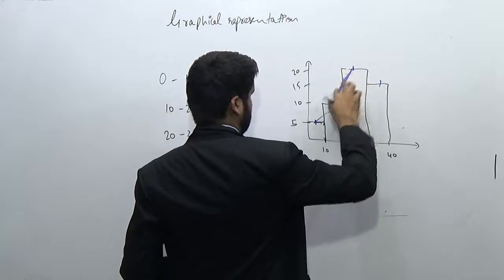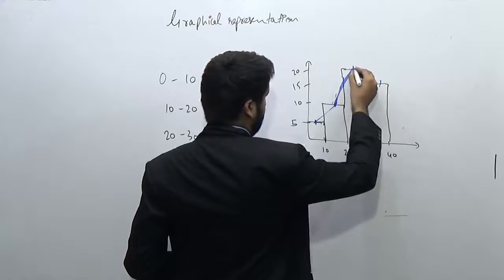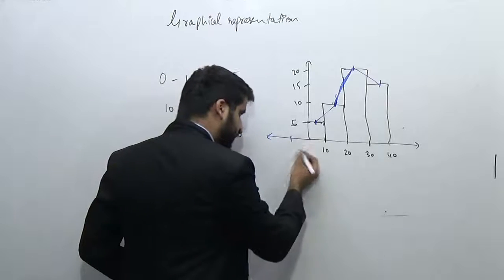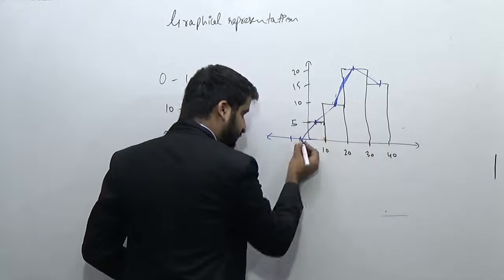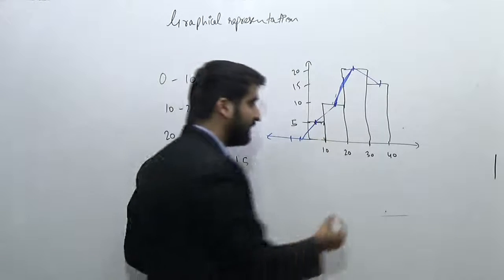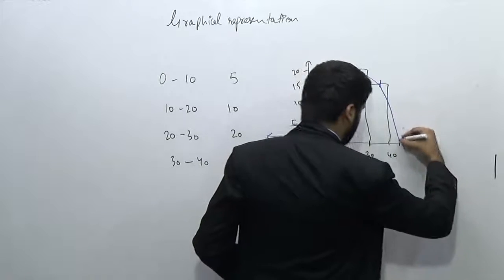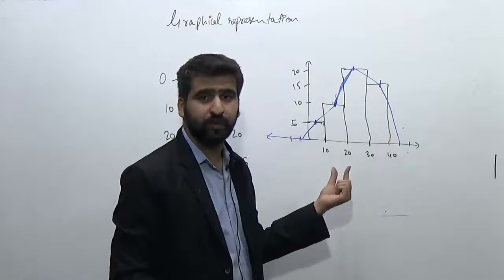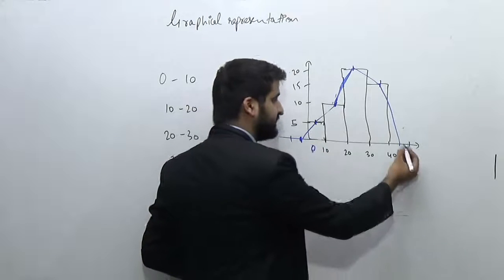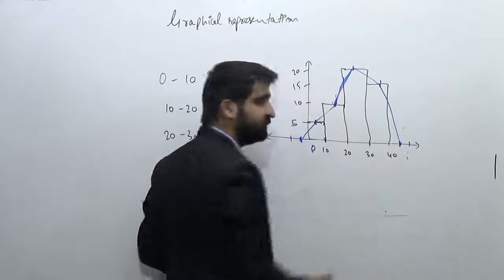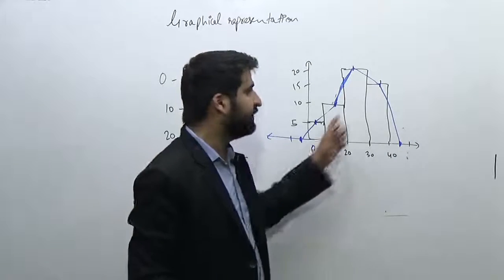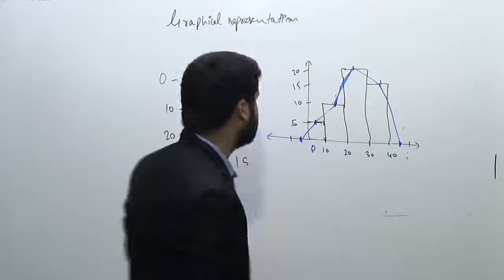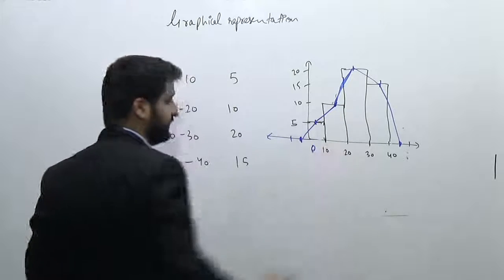Now in the second step, join the midpoints of the tops of these rectangles. Sorry for this clumsy line. And this one. And the last step is, we have to join this polygon with the x-axis. So the previous to first class, join this with the x-axis, right? And the next to last, join the midpoint of this class. Let's say some imaginary class we have over here, 40 to 50, and this is minus 10 to 0, right? So join the midpoints of these classes on the x-axis, and you will get the complete frequency polygon. So that's how we make a complete frequency polygon. The frequency polygon is ready over here.